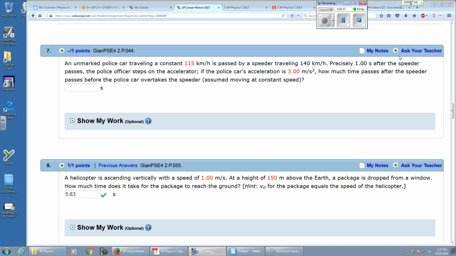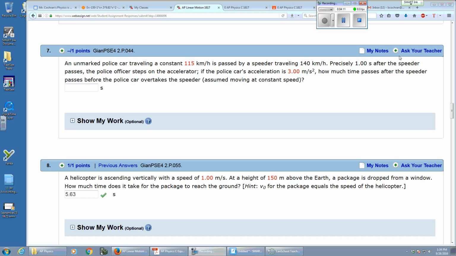All right, number 7. An unmarked police car is traveling at a constant 115 kilometers an hour. You probably want to put that into meters per second right away. It is passed by a speeder traveling at 140 kilometers an hour. Precisely 1 second after the speeder passed, the car steps on the accelerator. The car's acceleration is 3.0 meters per second squared. How much time passes after the speeder passes before the police car overtakes the speeder, still moving at a constant speed?